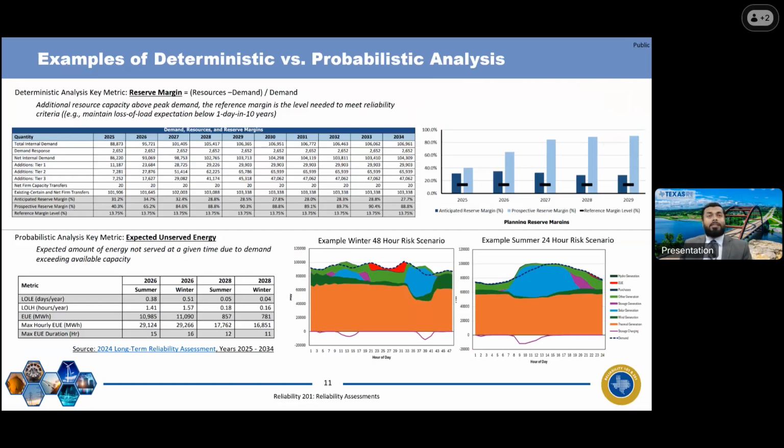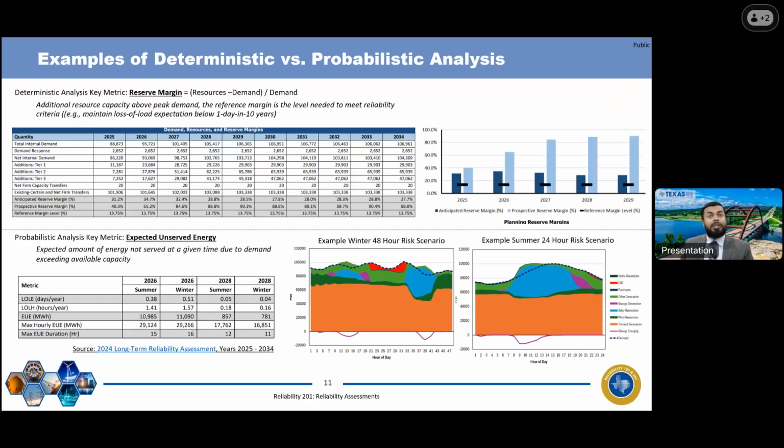This term means that at any given time, the system may not be able to provide that much energy due to demand exceeding available generating capacity at that time. In the bottom table, we're showing that in the 2026 summer and 2026 winter, you can expect as much as 10 gigawatt hours of load, which can be left unserved.